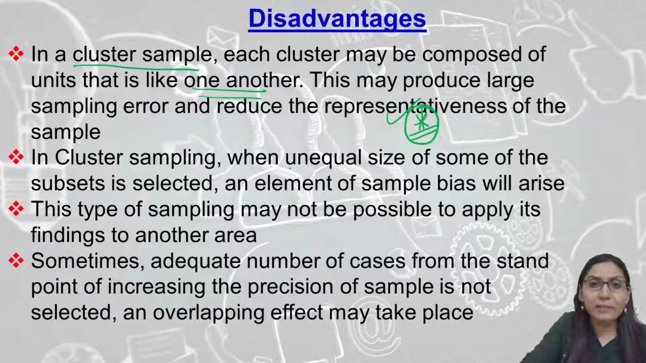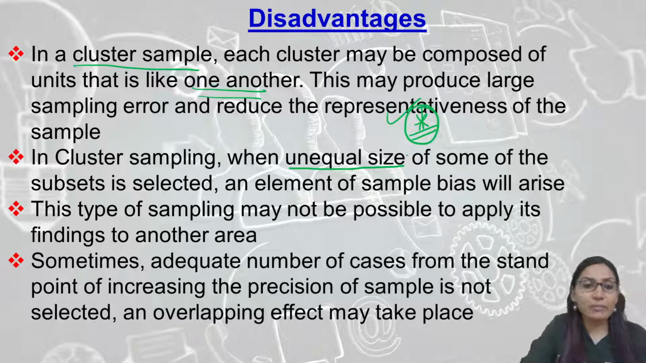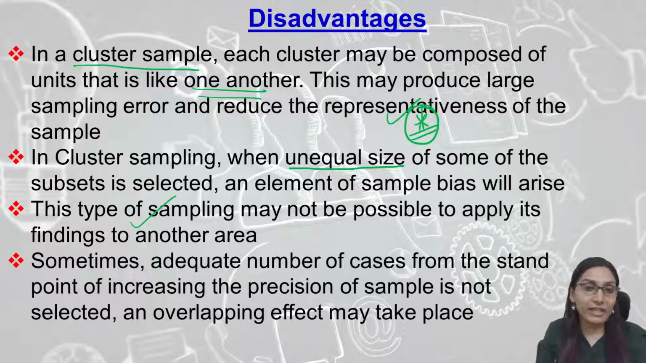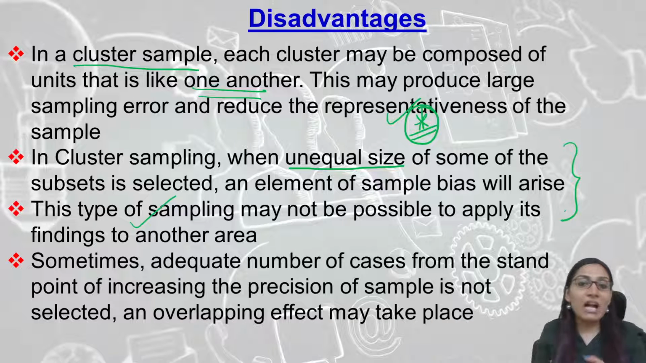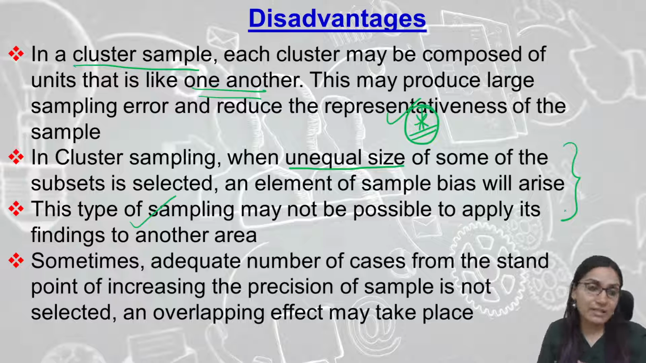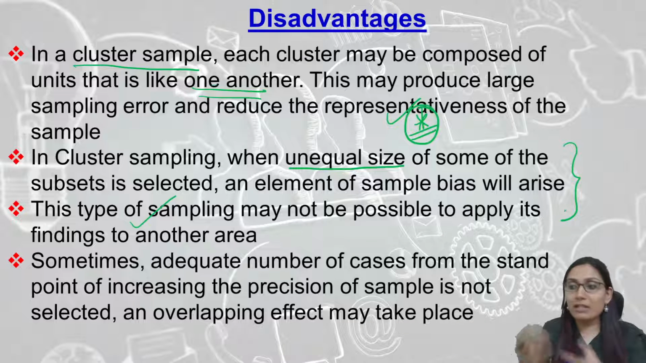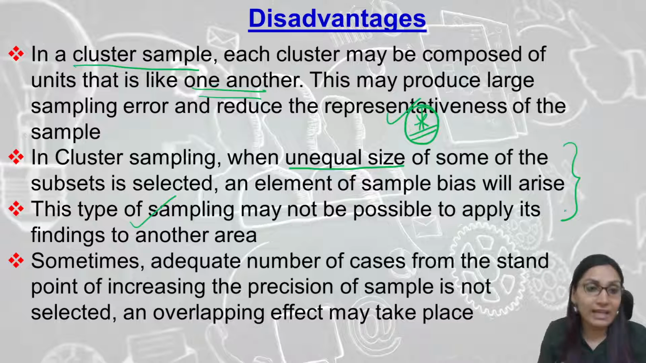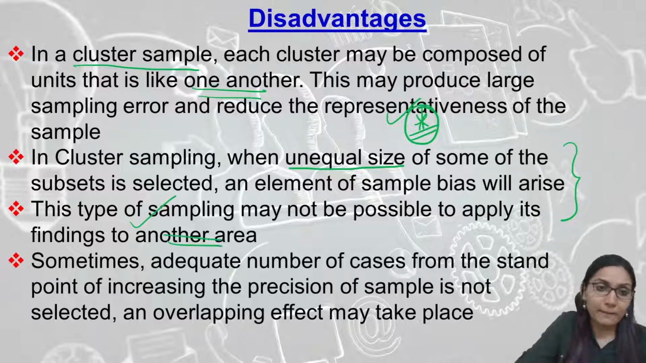In cluster sampling, when unequal size of some of the subsets is selected, an element of sample bias will arise. That is, when the population is selected unequally, sample bias can arise. And this type of sampling may not make it possible to apply its findings to another area.